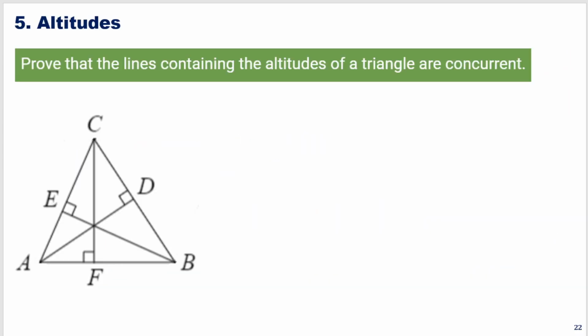Then let's have a look at the last concept today, which is called altitude, or sometimes also known as heights of a triangle. And let's have a look at some properties of altitudes. Can you prove that the lines containing the altitudes of a triangle are concurrent? So actually, the altitudes of each side are also concurrent. So can you prove this is actually true?